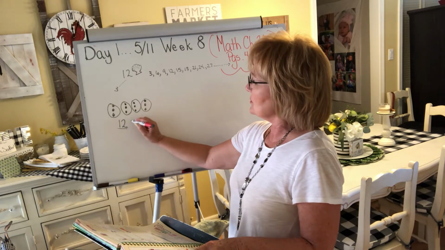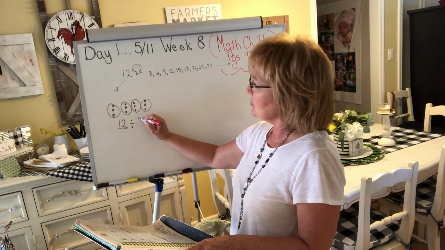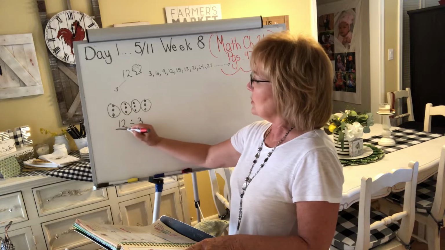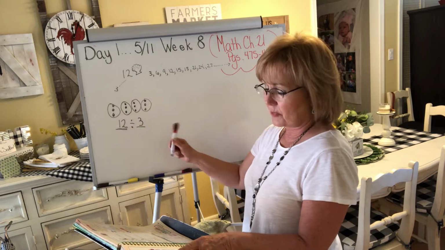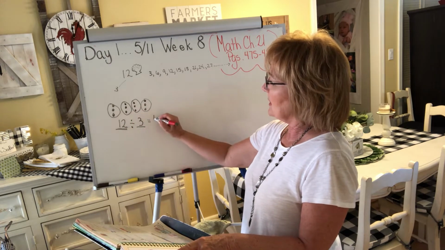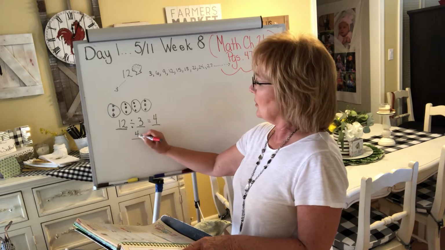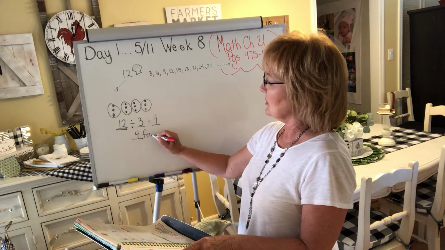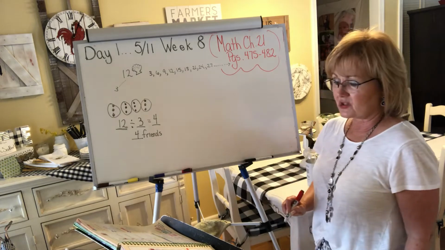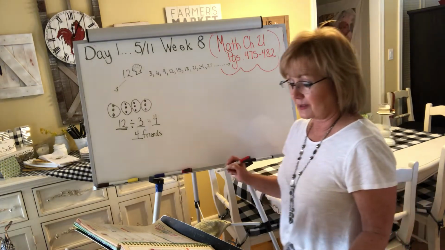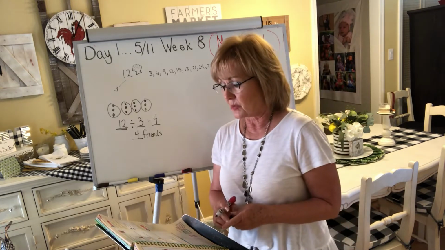She's got 12 seashells. She divides them up into groups of 3. 12 seashells divided into groups of 3. Not 3 groups, but groups of 3 will equal how many groups? 4 groups. So she has 4 friends that she can share with. Hopefully she doesn't have 5 friends because that friend will probably get a little upset. All right, so let's go to page 476.